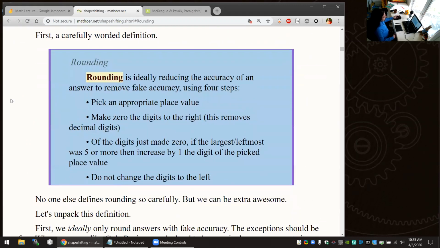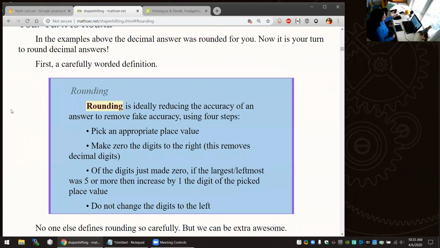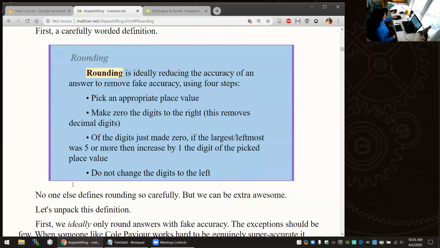Okay, rounding is when we reduce the accuracy on purpose. That's kind of strange. Why would we want to reduce accuracy? It's usually because we had too much to start with because it was fake, like we just talked about. We're going to pick the decimal place, make everything to the right of that 0, and then of the ones we just zeroed out, check to see if the largest, the leftmost, was 5 or more. And if so, we take the one that we're rounding to and bump it up by 1.